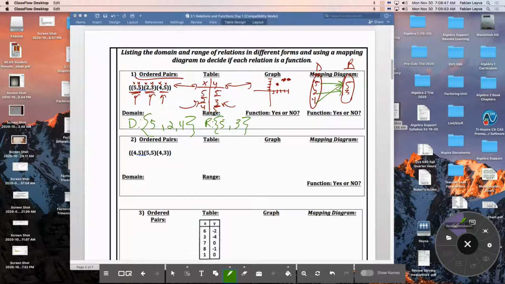Now, is this a function? Does every x value go to one y? Well, this x does. This x does. This x goes to one as well. They all go to one y value. So that means that, yes, this is a function.